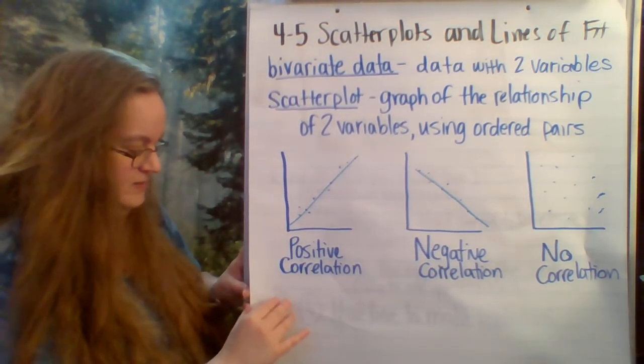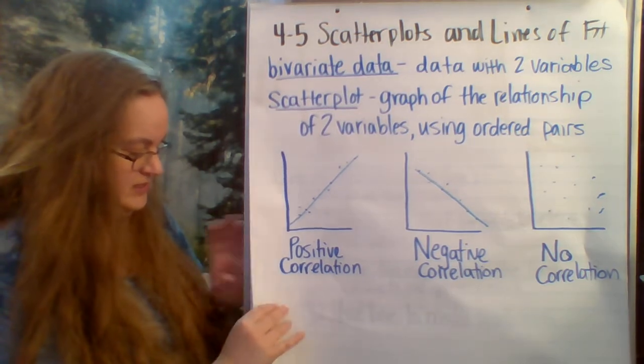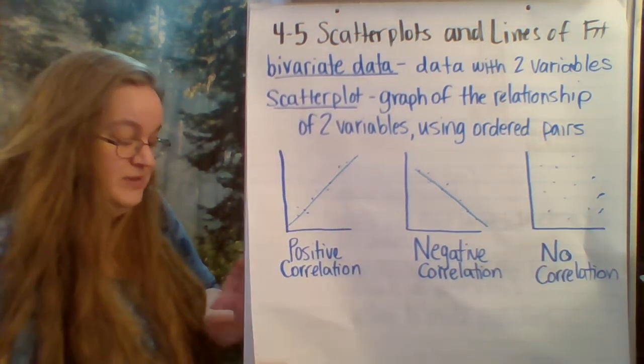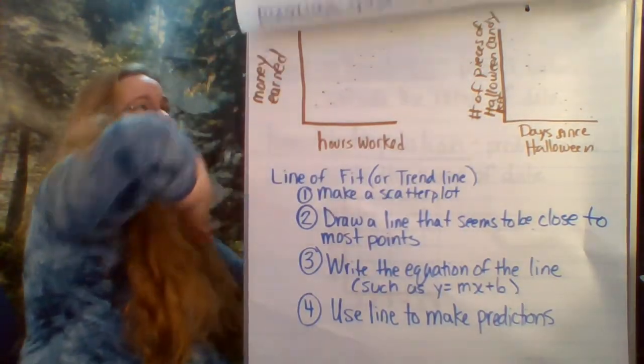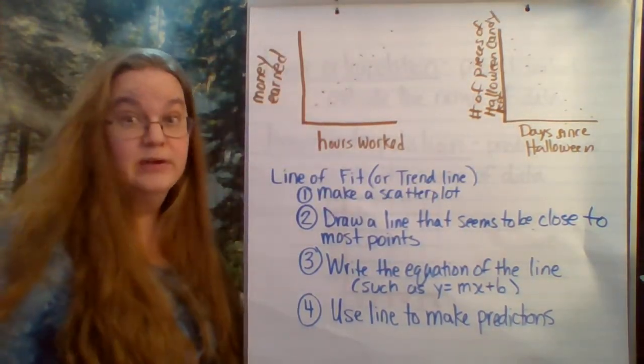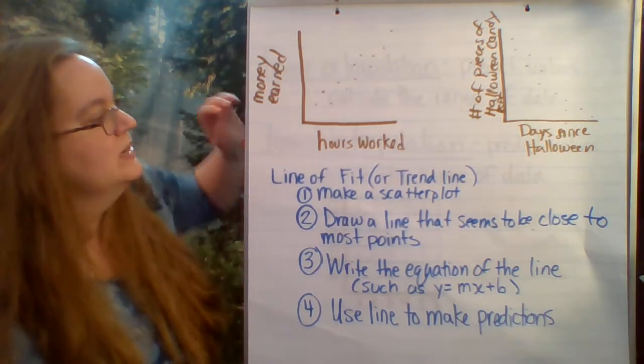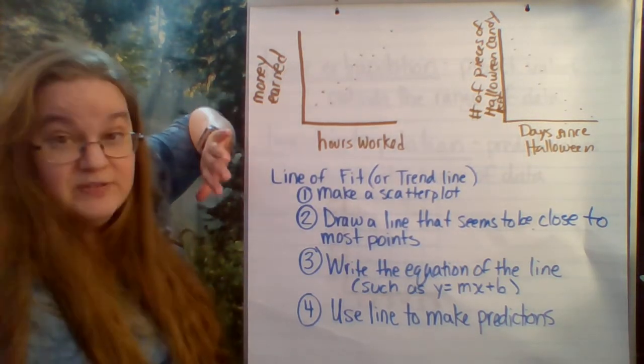So part of the skill today is just being able to identify if there is some sort of correlation. Is it positive? Is it negative? Or is there just not really any pattern at all to the data? Okay, so let's take a look at a couple of examples.